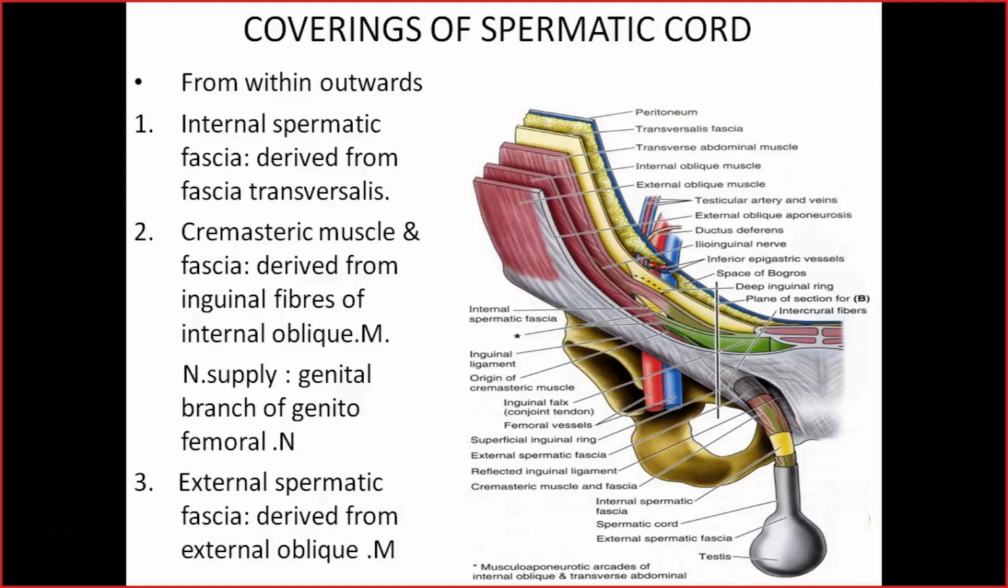Then we will have the second layer as cremasteric muscle fibers along with cremasteric fascia. This cremasteric muscle is nothing but the muscle fibers of internal oblique only. The internal oblique muscle gets detached to form this cremasteric muscle. So the second layer is formed by the cremasteric muscle and its fascia, derived from the inguinal fibers of the internal oblique muscle. Clear? And as we are talking about muscle here, the nerve supply you have to remember is the genital branch of the genitofemoral nerve.